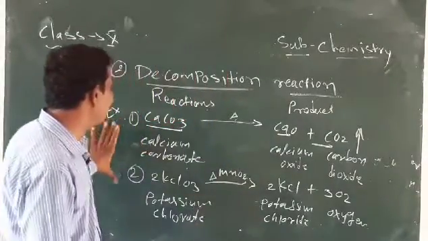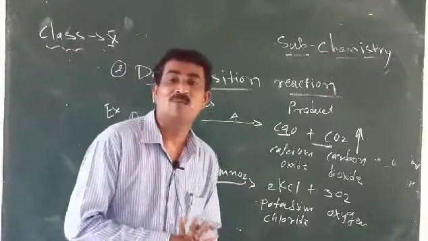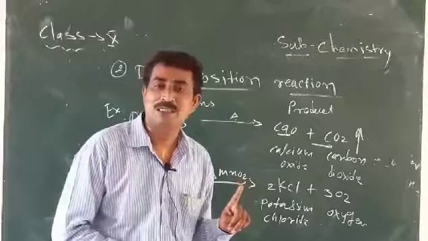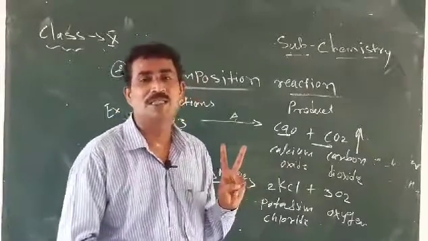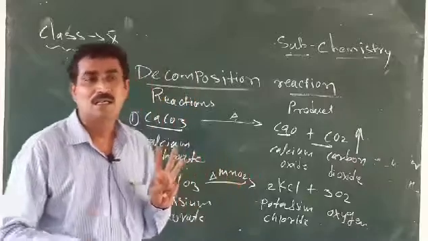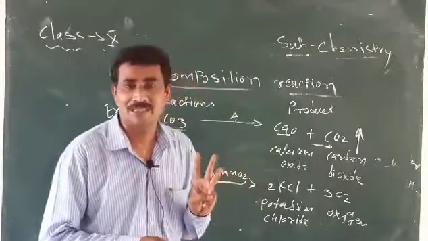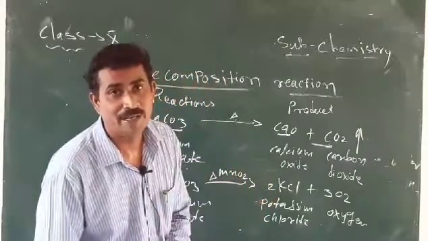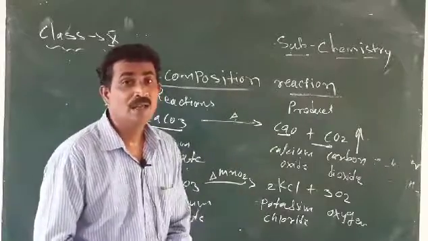In decomposition reactions, listen carefully, there are four types: number one, thermal decomposition reaction; electrolysis decomposition reaction; photochemical decomposition reaction; and decomposition reaction in the human body. These are the four types of decomposition reactions we want to identify.